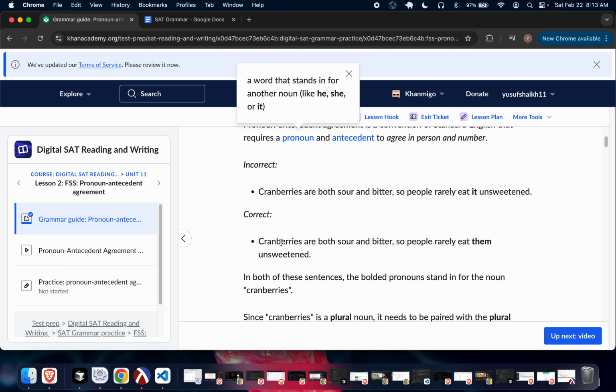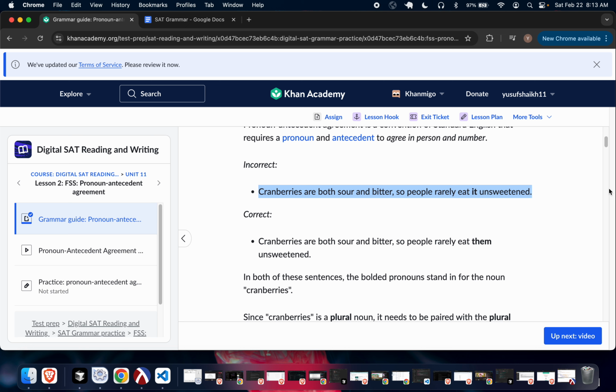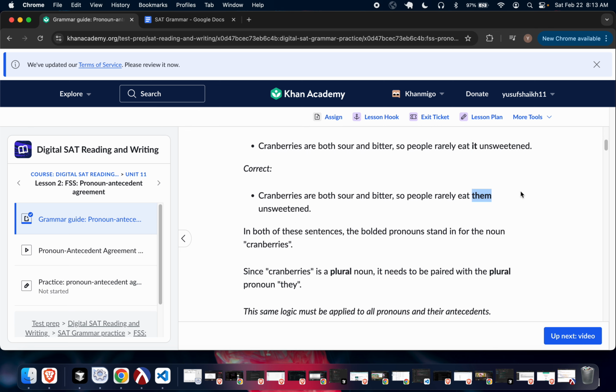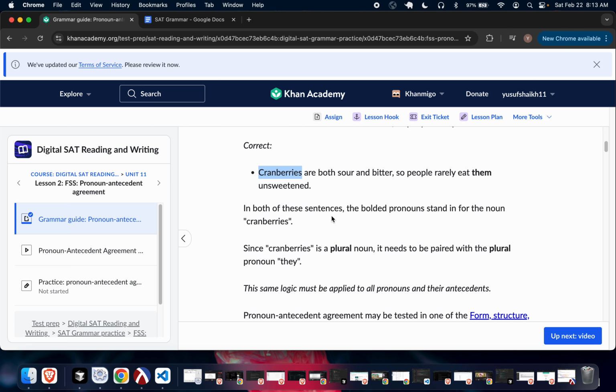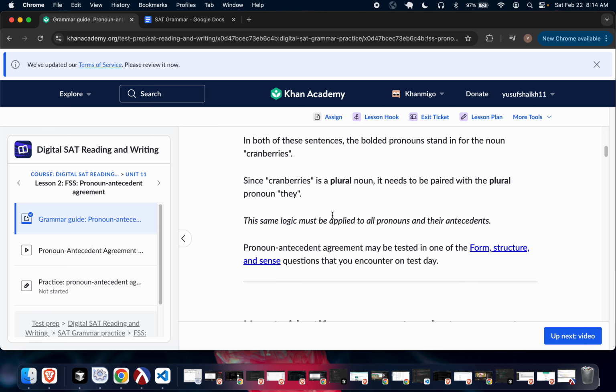So, like in this case, if we look at this sentence, cranberries are both sour and bitter, so people rarely eat it unsweetened. It is a pronoun, and the word that it's standing in for is cranberries. So the antecedent of it is cranberries because that's what it's representing. Same thing with this case. Them is the pronoun in this case, and cranberries is the antecedent. So this is very similar to the last one. It just means that the pronoun and antecedent have to agree in number.